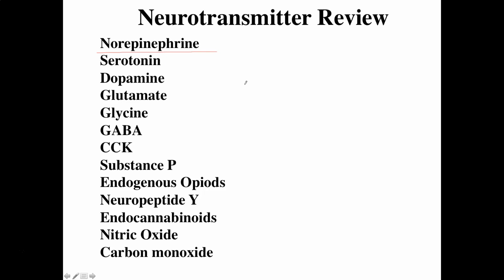So I want to focus on norepinephrine, but I want to show you that there are many different types of neurotransmitters within our nervous system. So in future videos, we can do a summary of things like serotonin or dopamine or GABA or opioids, nitric oxide, etc. But in this video, I want to focus on the monoamine that we call norepinephrine.